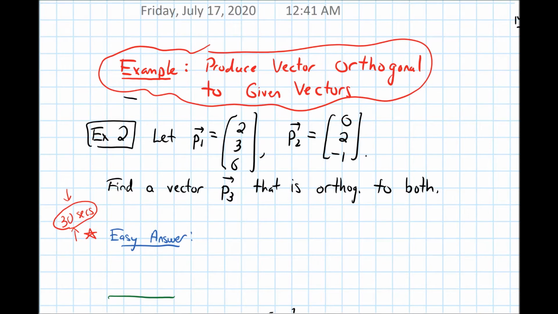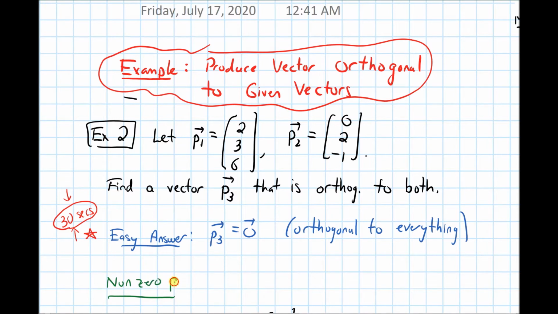So the easy answer is, well, we could let P3, let's keep this in blue actually, be the zero vector, because the zero vector is orthogonal to everything. If we dot the zero vector with anything, we'll get 0. Okay, so the more interesting question is, how do we get a non-zero P3? Because that's certainly something that we could be asked to do.